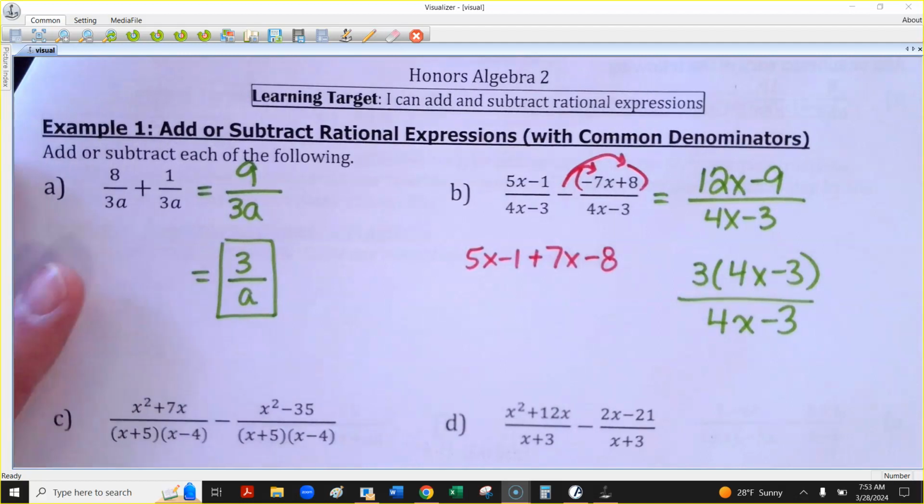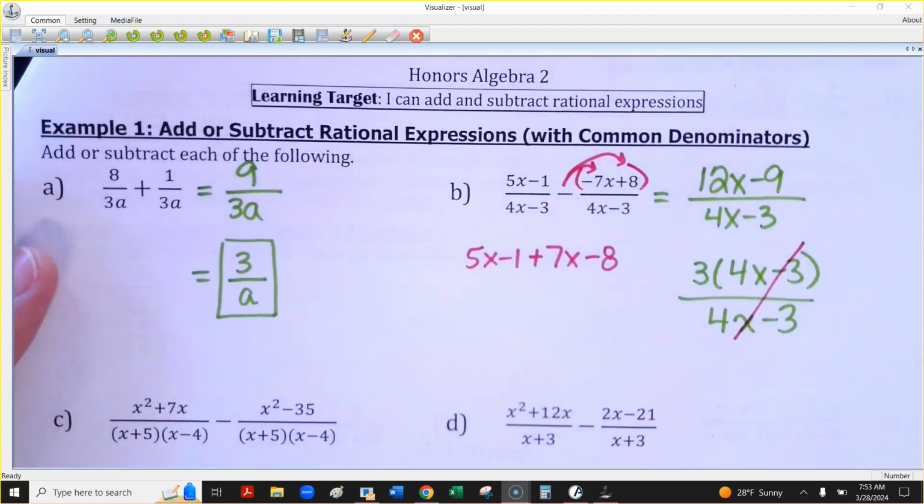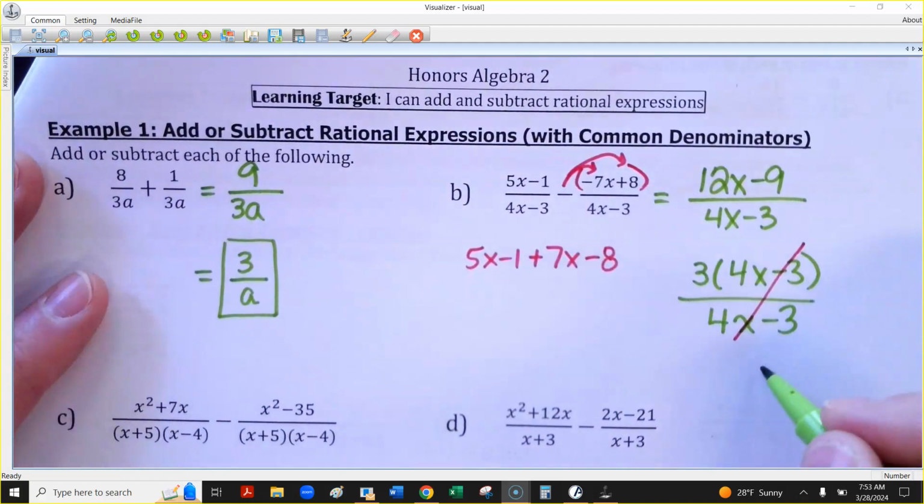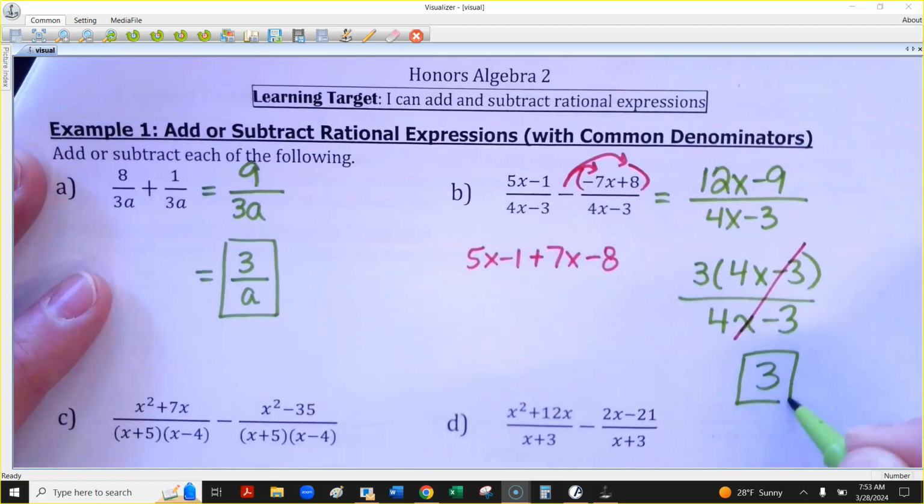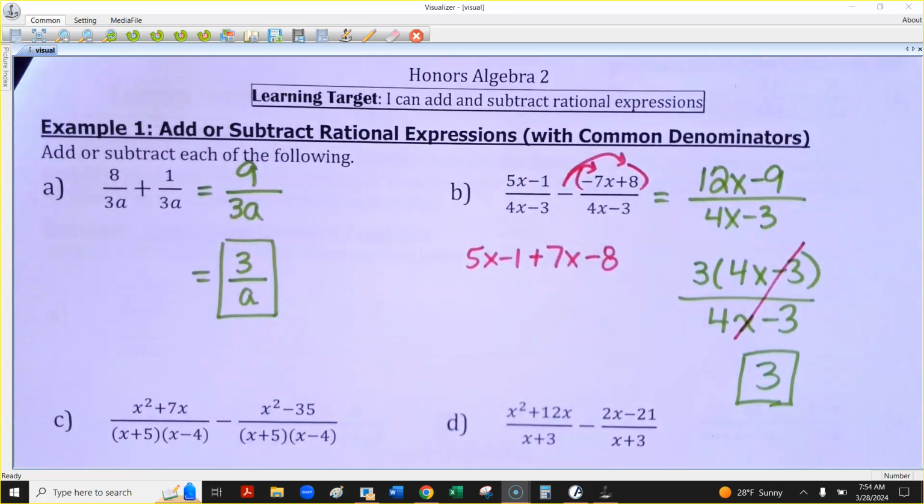Here, this can actually cancel that whole thing out. So my answer to this question actually just simplifies to be 3. It depends on the problem. That doesn't always happen, but if you can, after you do the subtraction or addition, if you can factor something, it's possible something else might cancel out.